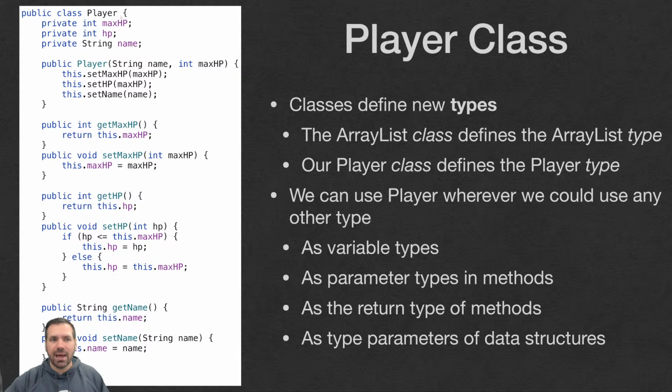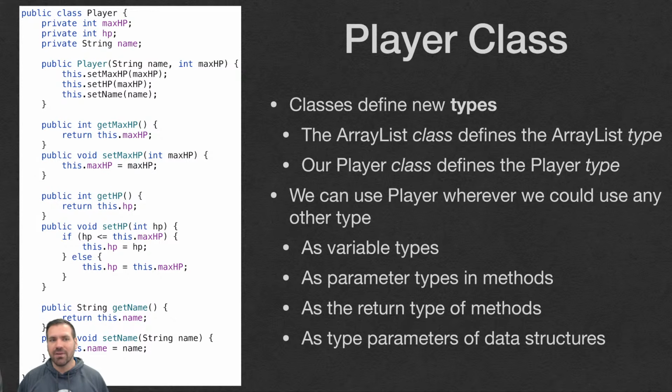So now that we've defined our player type with its state and all of its behavior, we can use this type anywhere where we could use any other type. So we can use player anywhere where we could use string, which is as the types of variables, including variables that are parameters of methods, as the return type for methods, and as type parameters in data structures. So I can have an array list of player objects now. I can have a method that returns a player, a method that takes a player. I can have a local variable named player.